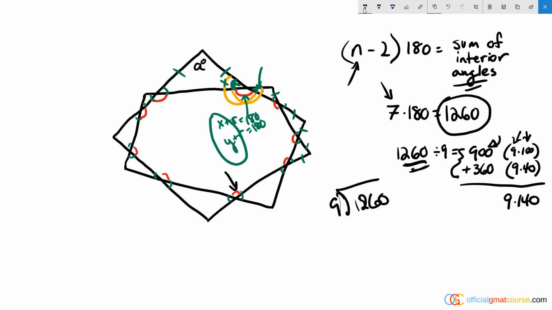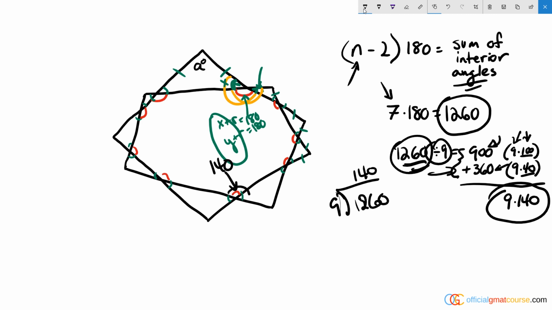And then I need another 360. If I do 1260 minus 900, there's 360 left. That's 36 times 10. 36 is 9 times 4, so this would be 9 times 40. And that means I have 140 nines, which means 1260 divided by 9 would give you 140. So this is how I like to do division. I think it's simpler. It's more intuitive. So you try to add up to the total of this number in increments of 9 using multiples that you know. Okay, so anyways, we know that each of these angles inside is 140.